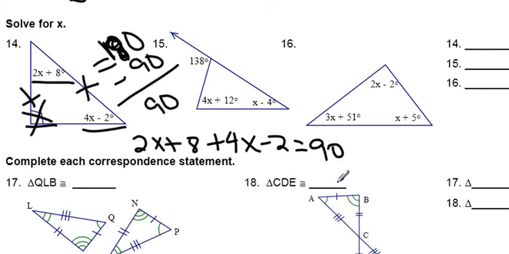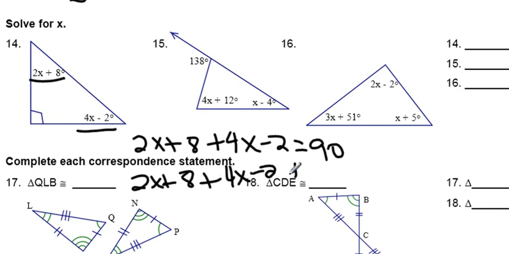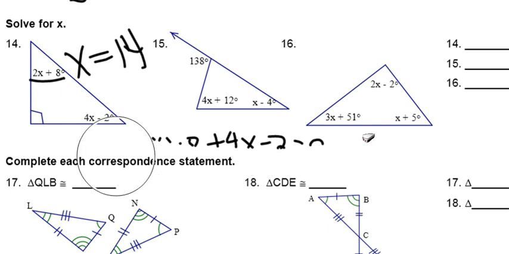equals 90 degrees. If you're not comfortable with that way, you can go back and do the sum of the 3, 2x plus 8 plus 4x minus 2 plus the 90 equals 180. So either of these will work. Alright, pause the video and see if you get what I get. Okay, and you should get x is 14. If not, raise your hand or ask a neighbor where you went wrong.